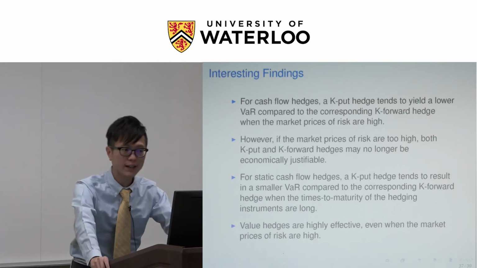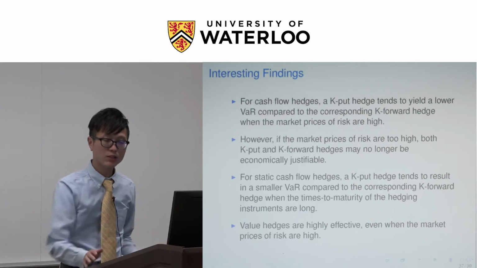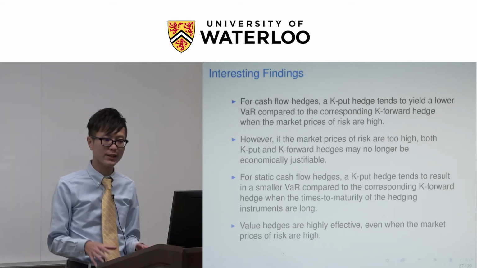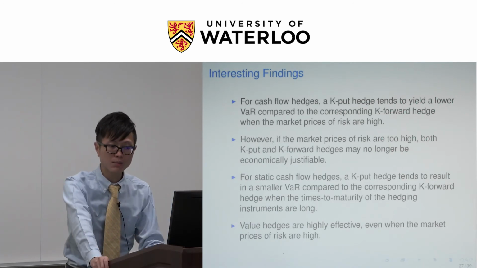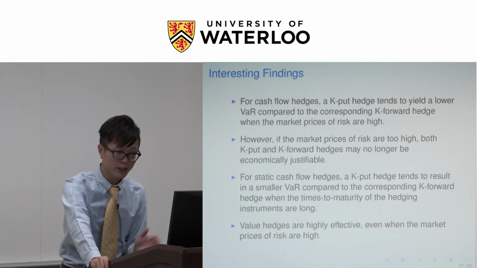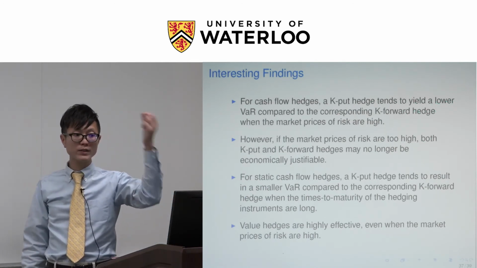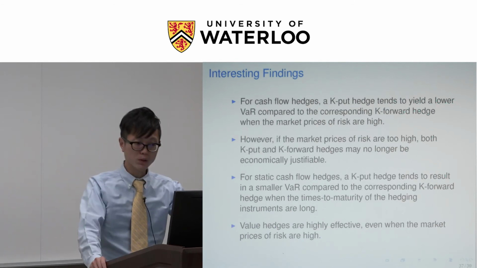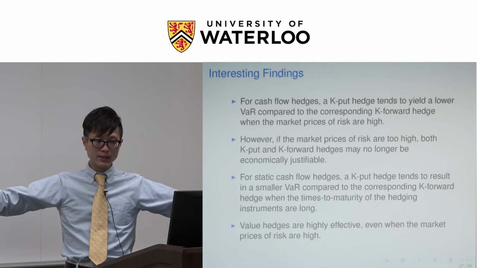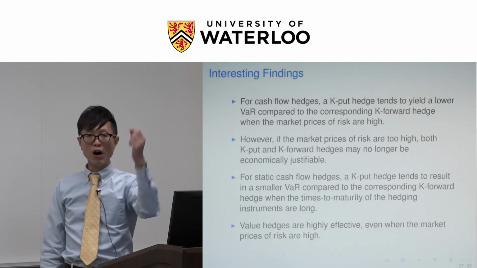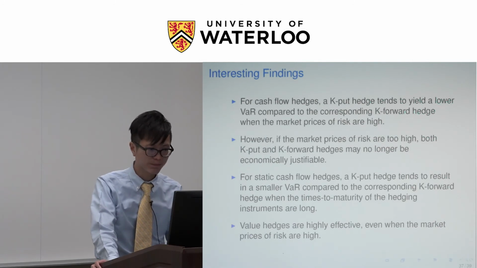Thirdly, we find that for static cash flow hedges, a K-put hedge tends to result in a smaller value at risk compared to the corresponding K-forward hedge when the times to maturity of the hedging instruments are long. Again, that is related to the cost advantage of K-puts over K-forwards. When the time to maturity is long, the cost advantage of a K-put over a K-forward becomes more apparent.